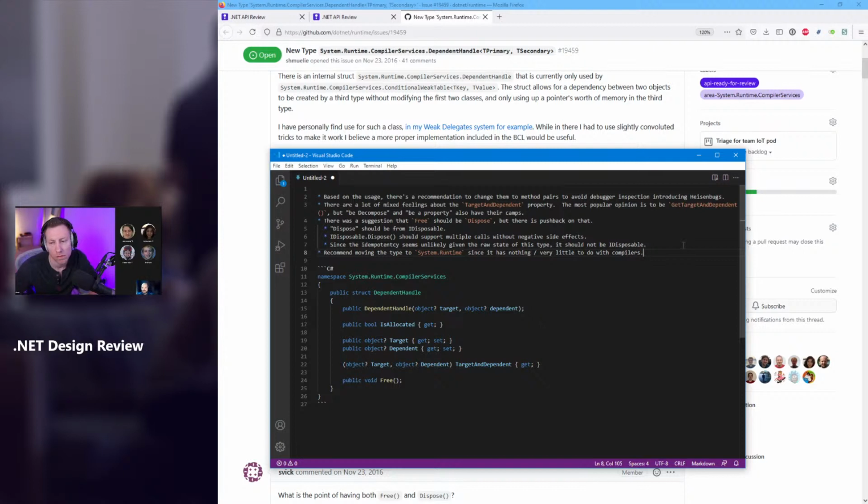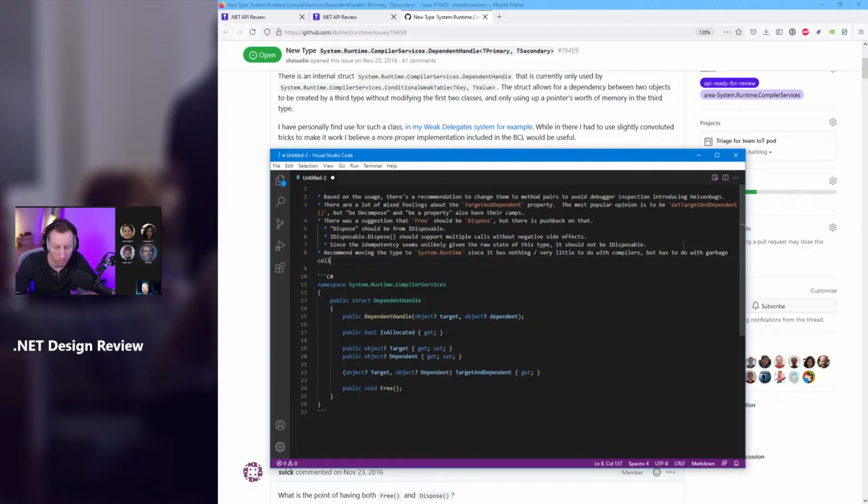So, okay. It is about GC-ish stuff, again, because it's a dependent handle. So it feels decent to go with other GC stuff. Yeah. Hey, I think we have enough of an opinion on this that I can change the code here.